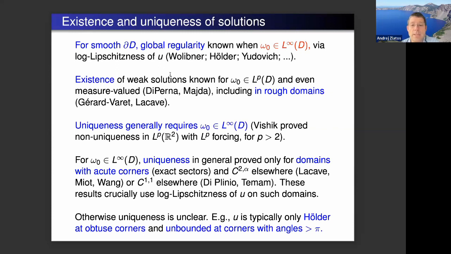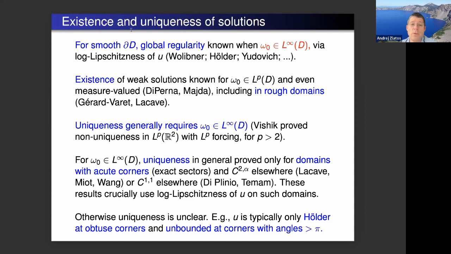So now existence can be obtained on more general domains and even with more general vorticities, but there is an example by Vishik, which includes forcing, but basically suggests that when we go beyond bounded vorticities, we might not have uniqueness. So if we are interested in having a well-posedness theory, then it seems to be necessary to restrict ourselves to bounded vorticity. So that's what I'm going to be doing here.